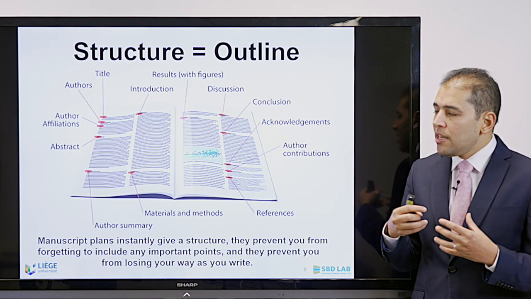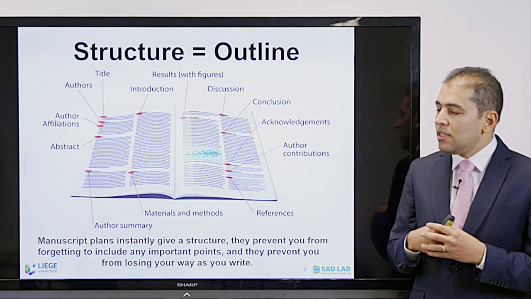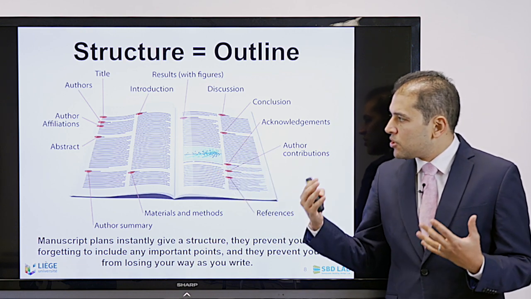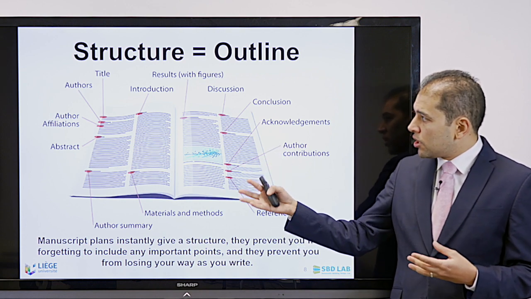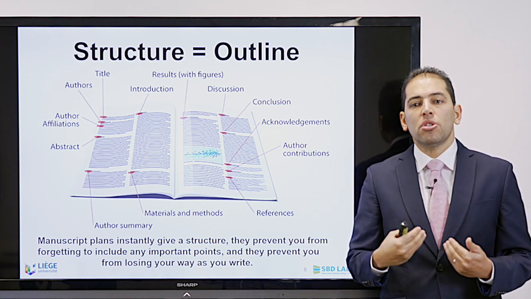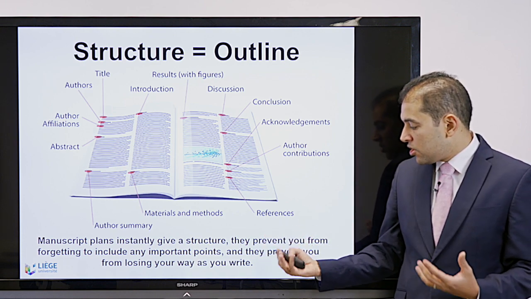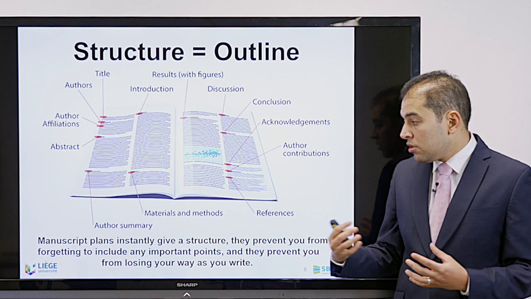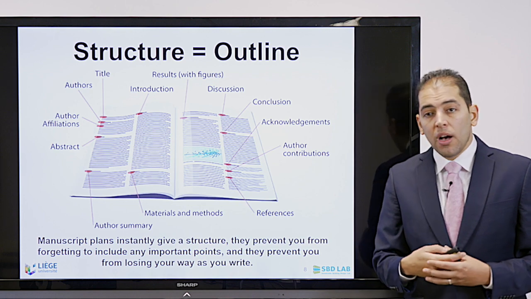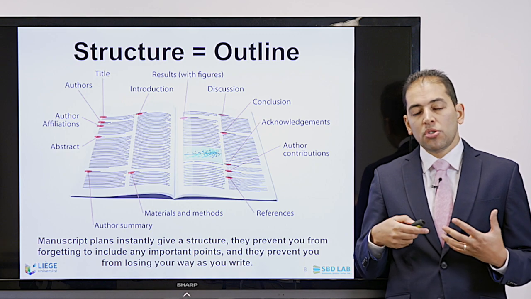Well, as you all know, any manuscript, whether it's a master thesis or a PhD dissertation or a journal article, needs to have a structure. This is the very famous structure. We have a title, we have an abstract, we have authors, keywords, and so on, introduction, and so on. And as you can see, we have very classical conservative ways of structuring manuscripts. So a manuscript plan instantly gives a structure. It prevents you from forgetting to include any important point, and it prevents you from losing your way while you are writing. And in the scientific world, we don't have much room to change the structure.